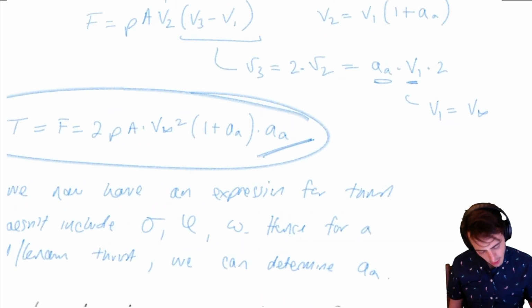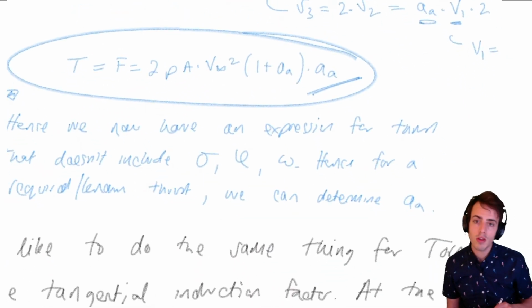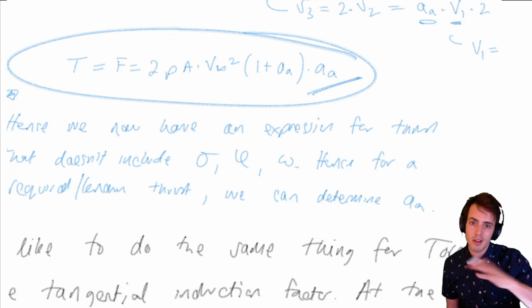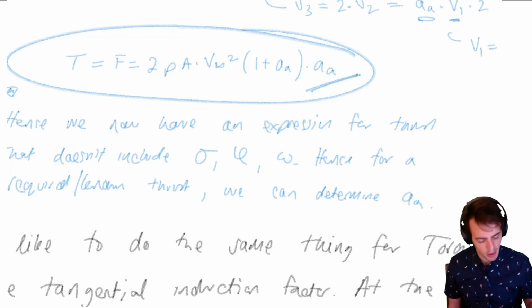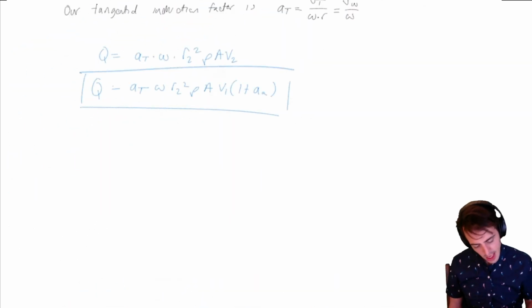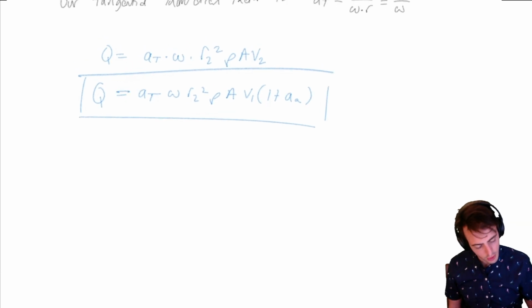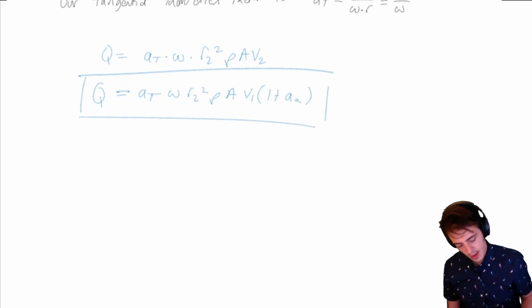So what we ended up with here is we had an expression for the thrust that was just a function of the fluid properties, not a function of the propeller itself. Now we've got something the same down here. We've got an expression for the torque that's just a function of those fluid properties.